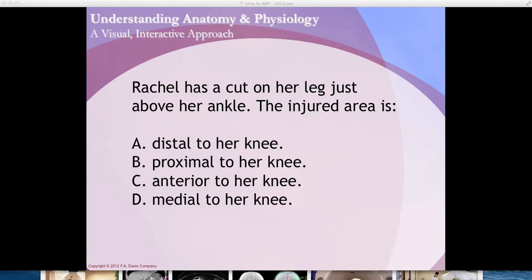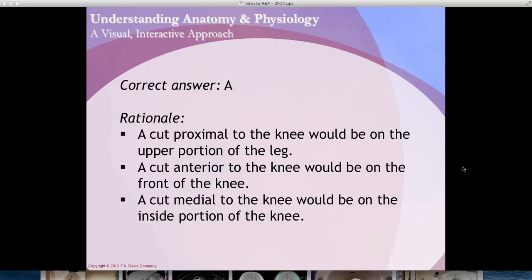Remembering the point of origin is the connection of the leg, so all the way up at the hip. So is the cut on her leg that's above her ankle farther away from her knee in terms of the point of origin or closer to the point of origin? So hopefully we all can think about that and understand that that cut is distal to her knee. So it's farther away from the point of origin. The point of origin, again, is the hip. Okay.